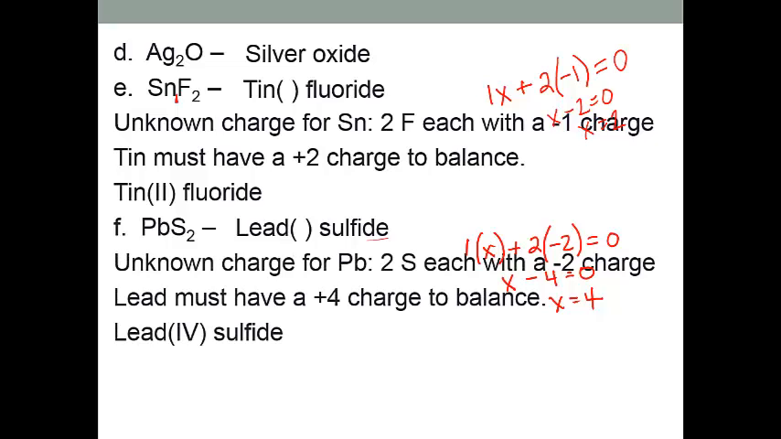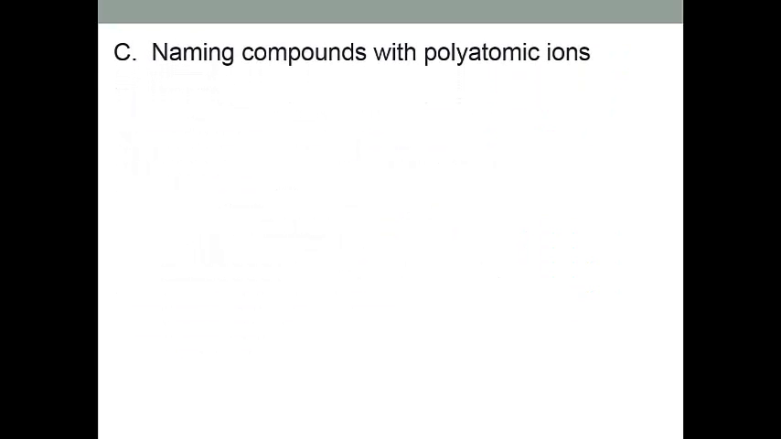And so your final answer, the 4, gets written as a 1 and a V. So lead, Roman numeral 4 in parentheses, sulfide for your final answer. Now let's look at polyatomic ions. There's really not a lot of difference when it comes to these.